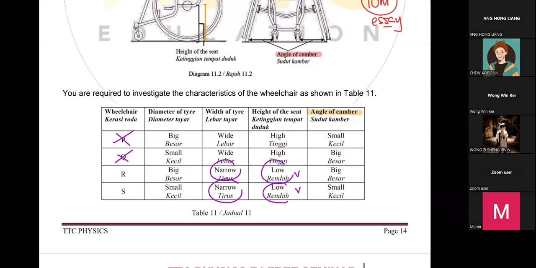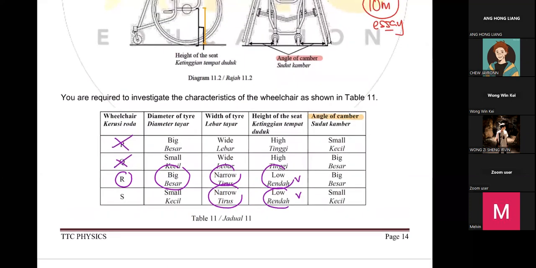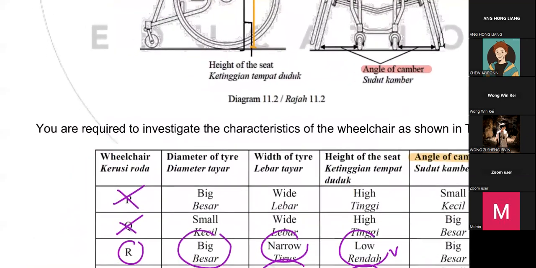Do you know why? The answer is we want a bigger diameter of tire. Okay, because imagine if your tire is very small. Let's say this is the tire. If the tire is very small, and it pushes one circle, you will realize that it's going to move a little short distance. It's going to roll just a little bit.